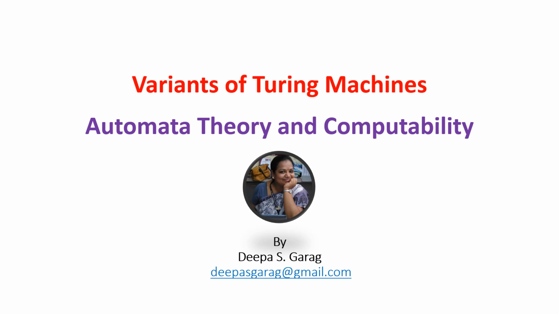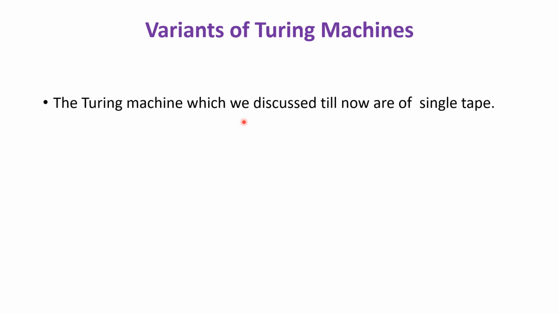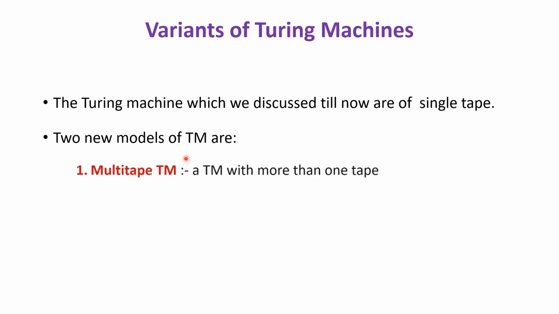Hi friends, in this lecture we'll discuss some of the variants of Turing machines. The Turing machines which we have discussed in our previous sessions are all single tape Turing machines. Today we'll discuss two new models of Turing machines. First one, the multi-tape Turing machine, a Turing machine which has more than one tape.